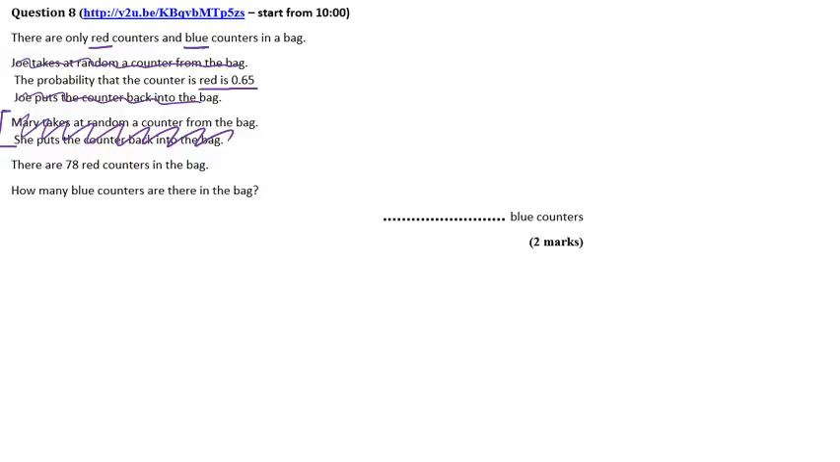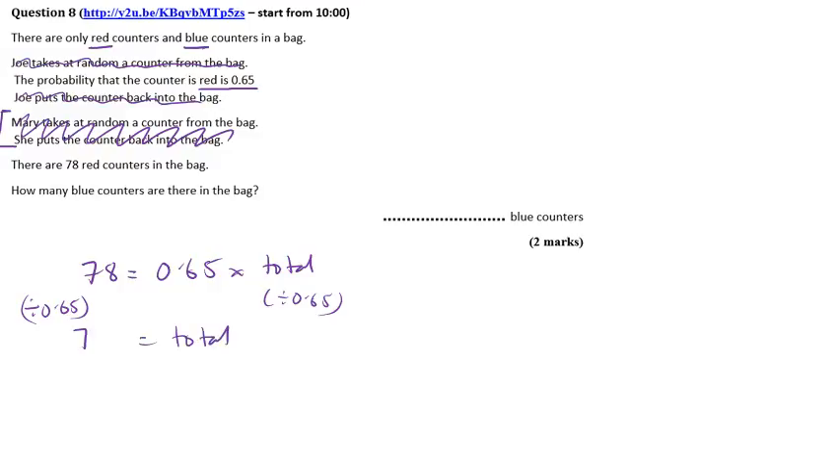So as we saw with the last question, the 78 red counters, we get that from the probability of it being red, multiplying it by the total amount in the bag. And so dividing both sides by 0.65 here, that gives us the total number of counters in the bag is 78 divided by 0.65, which is 120. Now it's only red and blue counters in the bag, so we just need to do 120 in total, take away the 78 red to give us 42 blue counters.